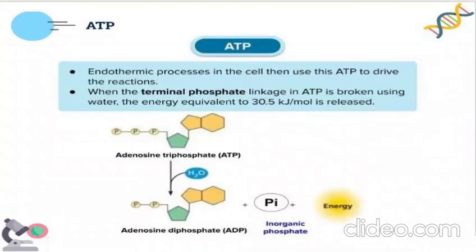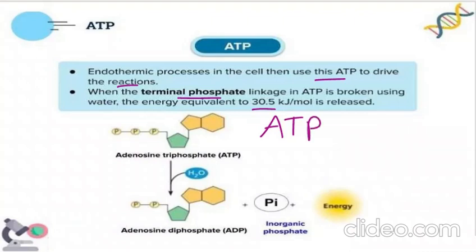So endothermic processes in the cell then use this ATP to drive the reactions. The endothermic reactions, where heat is taken in, that is when ATP is used. Now when the terminal phosphate linkage in the ATP is broken, using water, the energy which is given out is equivalent to 30.5 kilojoules per mole. It is released.